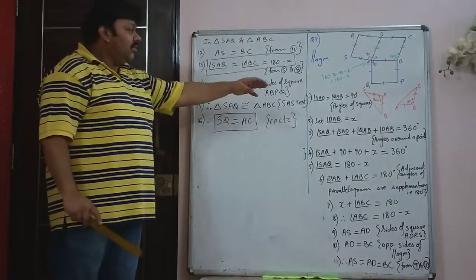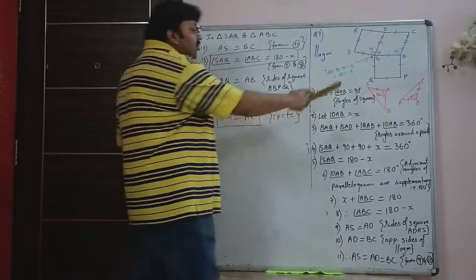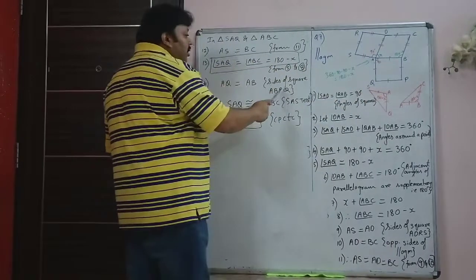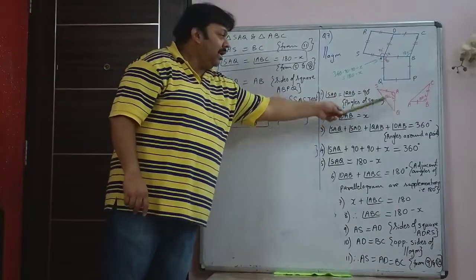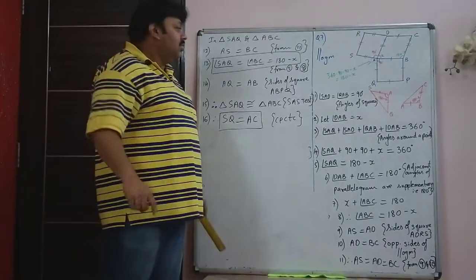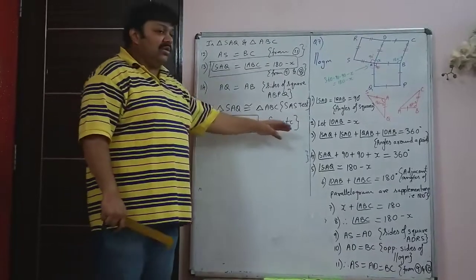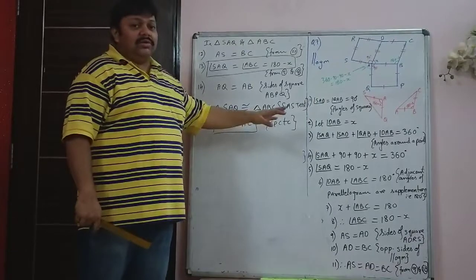And AQ is equal to AB. That is, sides of the same square ABPQ. So the two triangles are congruent by SAS test. So SQ is equal to AC, CPCTC. This is the complete proof for question number 7.